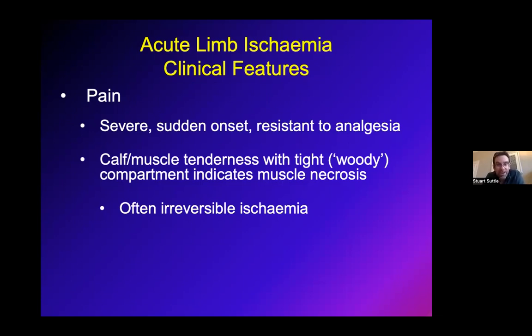They may also start to develop a very tight, woody sensation. If you compare it to the other limb, the nice and soft and fleshy, the acute limb over time, these compartments start to become hard. It's like a woody feel. And this is a sign of compartment issues and indicates underlying muscle necrosis. And when it gets to this stage, we're starting to see irreversible damage to the limb.